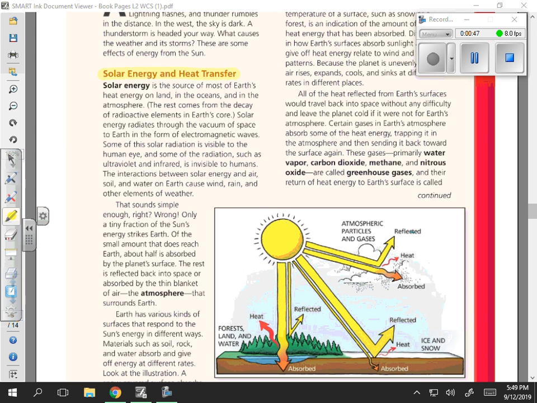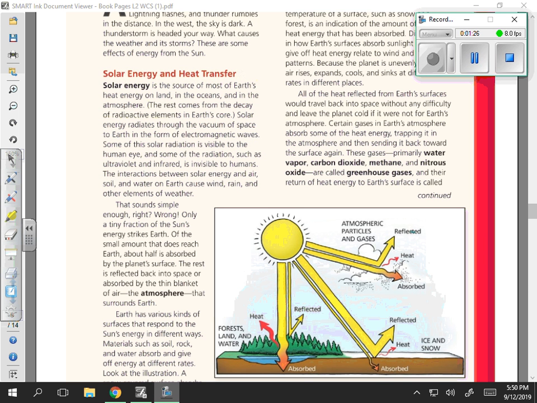Solar energy and heat transfer. Solar energy is the source of most of Earth's heat on land, in the oceans, and in the atmosphere. Solar energy radiates through the vacuum of space to Earth in the form of electromagnetic waves. Some of the solar radiation is visible to the human eye, and some of the radiation, such as ultraviolet and infrared, is invisible to humans. The interaction between solar energy and air, soil, and water on Earth cause wind, rain, and other elements of weather.